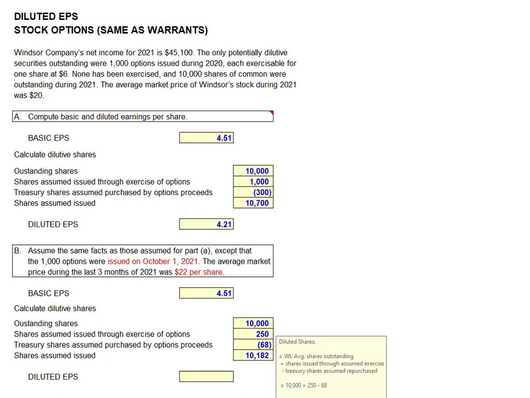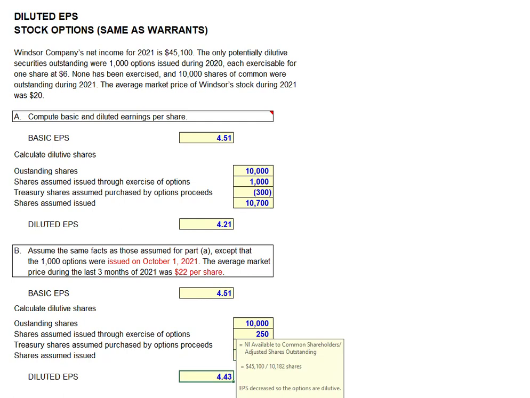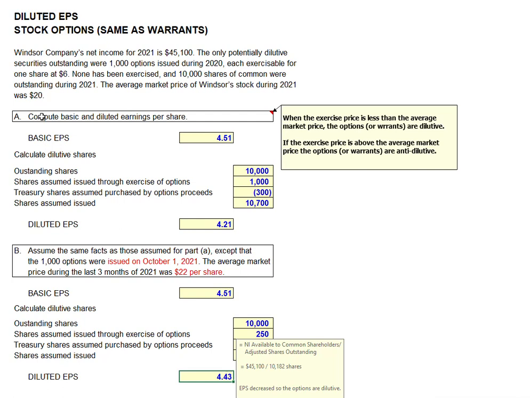Finally, our diluted earnings per share will be our net income of $45,100 divided by our adjusted weighted average shares outstanding of 10,182, and we get diluted earnings per share of $4.43. Again, earnings per share has decreased, so the options are dilutive. But again, we know that because the weighted average share price exceeds the exercise price for the options.